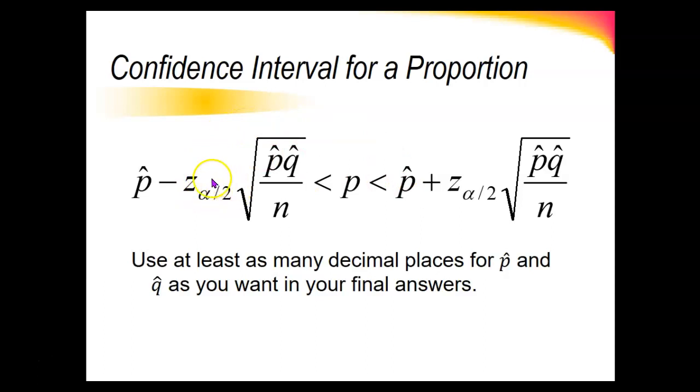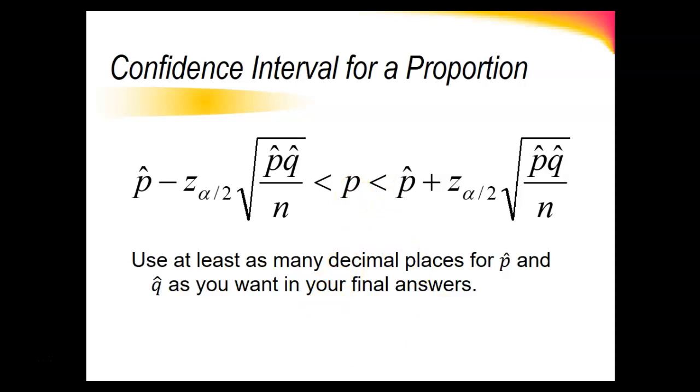The z sub alpha over 2 is the exact same z sub alpha over 2 that we were talking about back in section 7.1. So that depends on what your confidence level is. We've talked about what the p hat and the q hat and the n all stand for. And one reminder, we usually want either 2 or 3 digits after the decimal point. That would be p to either the nearest whole percent or the nearest tenth of a percent.